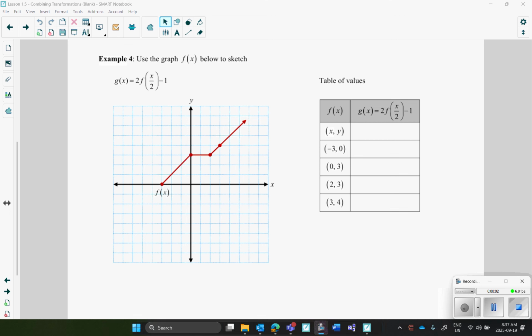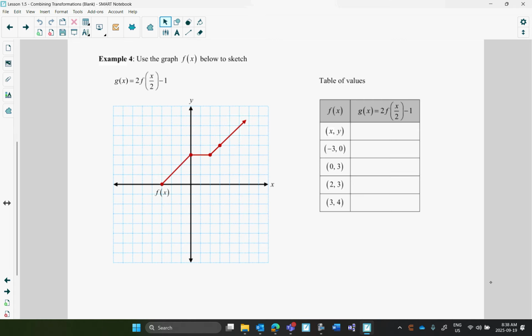Like I said, while we were doing dips and stretches, flips, when you have a combination of those, the more complicated it is, the easier it might be to use mapping notation, rather than to try and keep track of doing everything in your head and doing separate points.